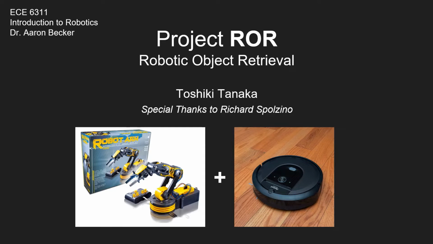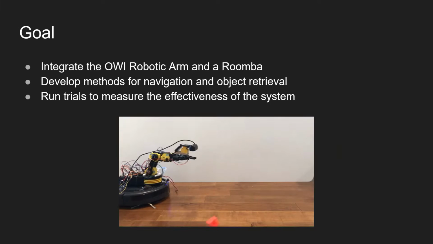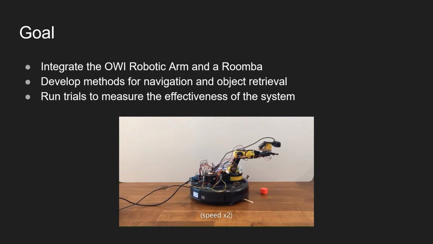Hello everybody, in this video I'm going to explain my project titled Robotic Object Retrieval, or ROR. The goal of this project is, first, to add an extra function to the Roomba by integrating the OWI robotic arm. Second, to develop methods for navigation and object retrieval. Third, to measure the effectiveness of the system by running trials.